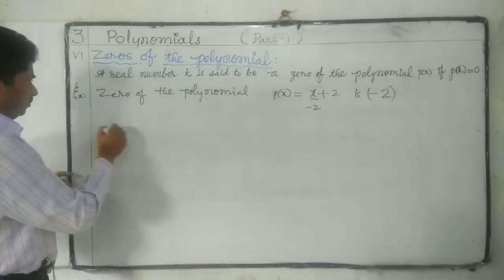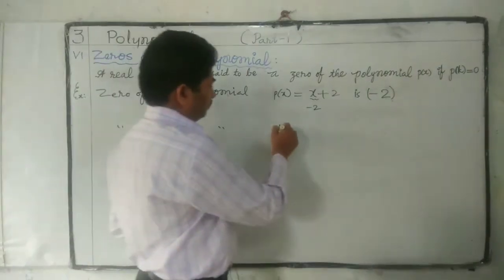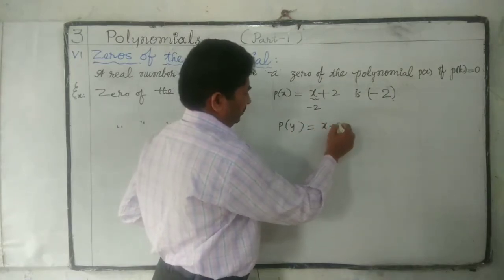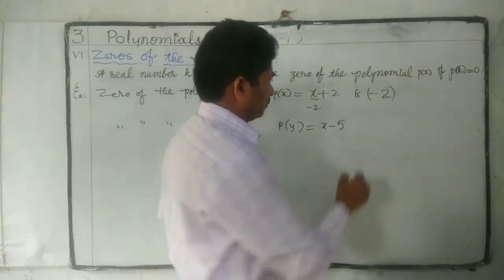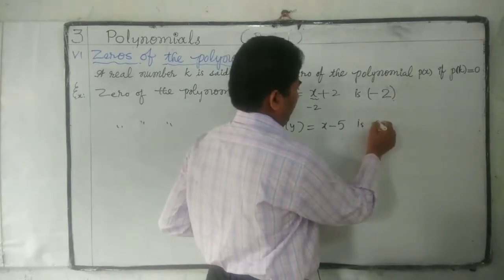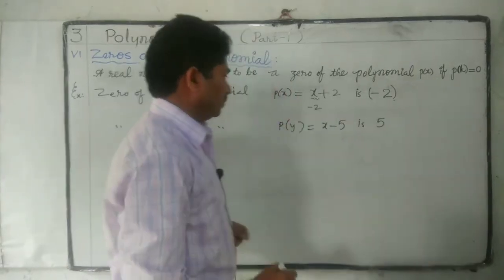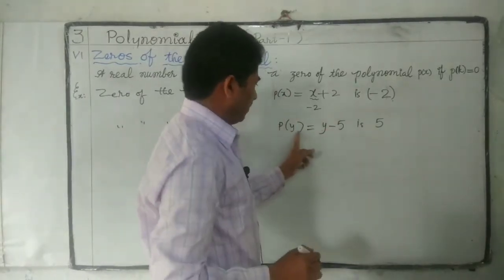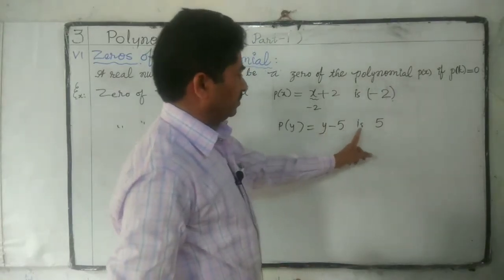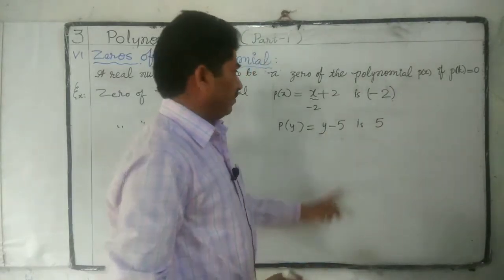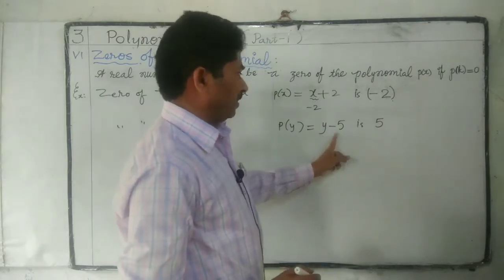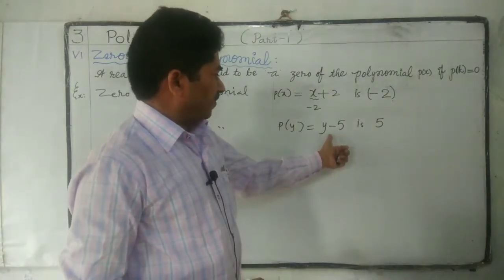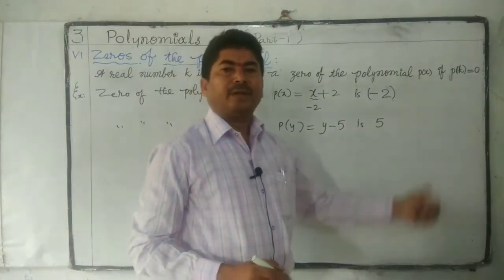Next, one more example. Zero of the polynomial p of y is equal to y minus 5 is 5. So y minus 5: if we substitute 5 in place of y, we will get 0. So zero of the polynomial y minus 5 is 5.